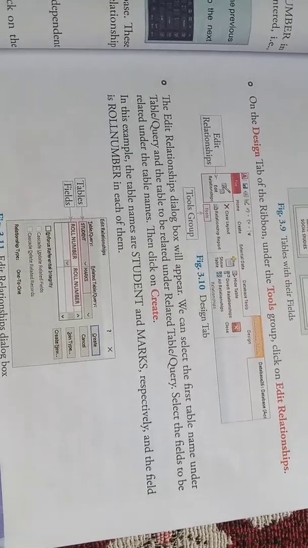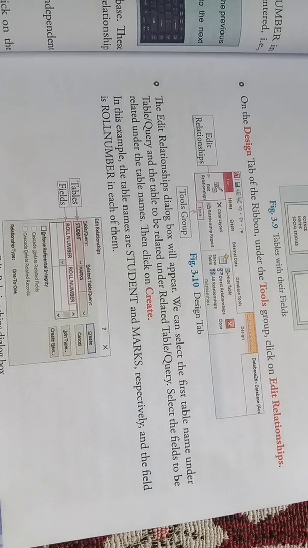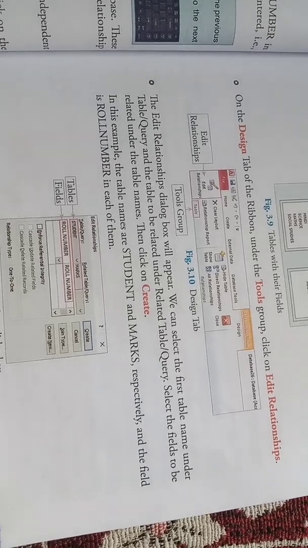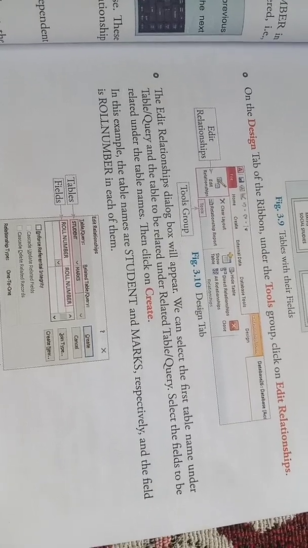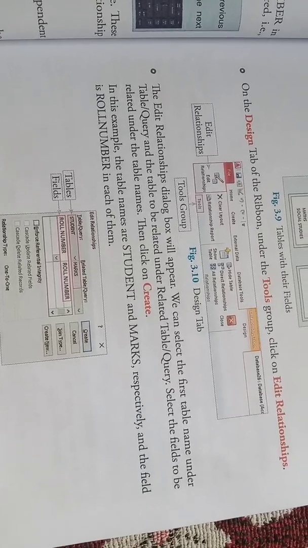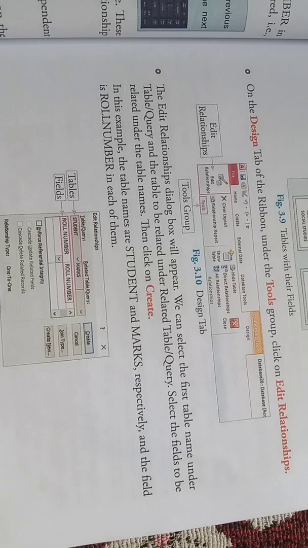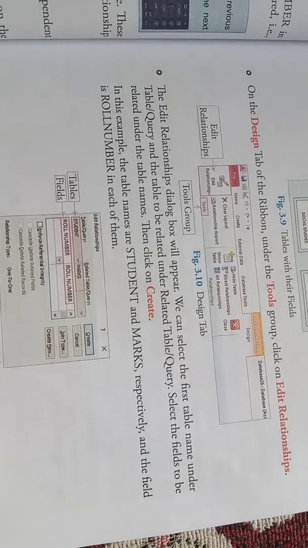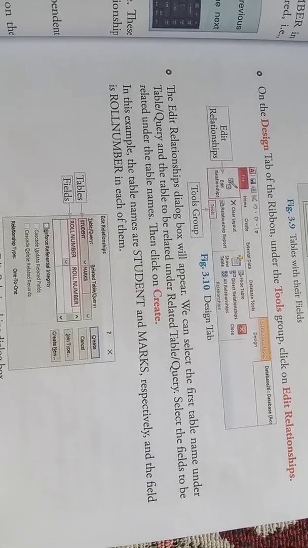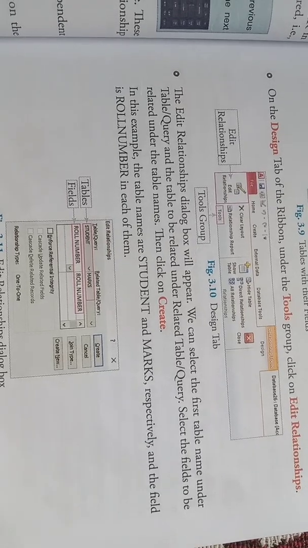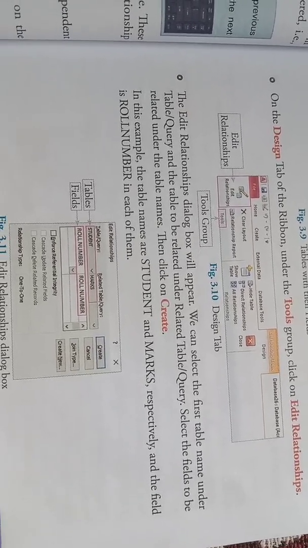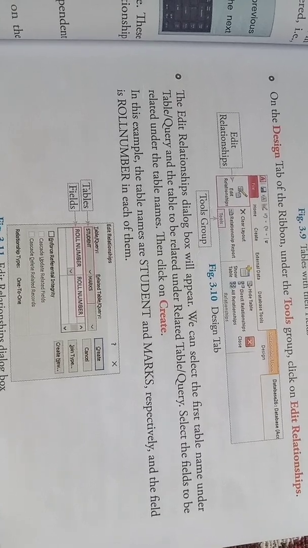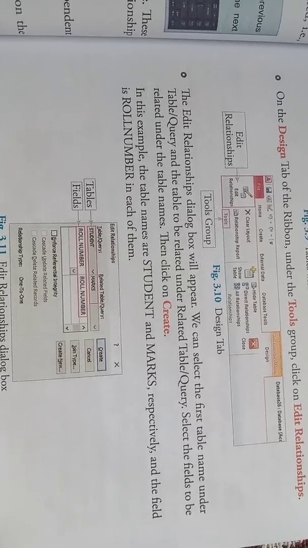On the Database Tools tab of the ribbon, in the Relationships group, click on the Relationships icon. To create a relationship between tables, click on the Relationships icon, and the Show Table window appears. The dialog box shows the list of the tables in a database. Select the table that you want to add in the relationship and click on the Add button.